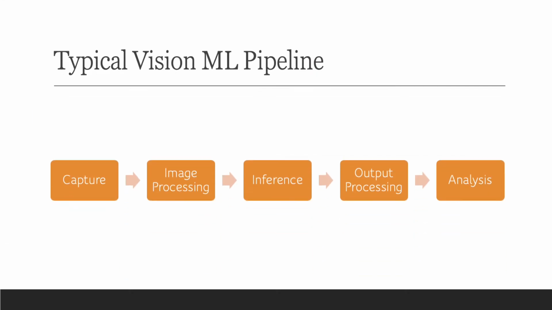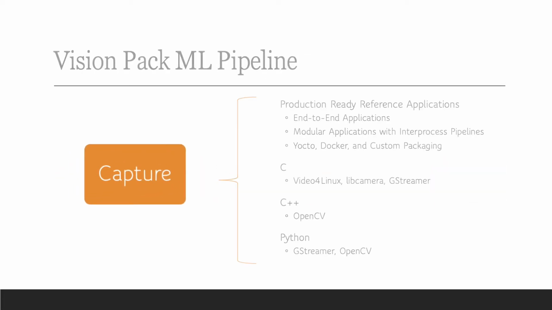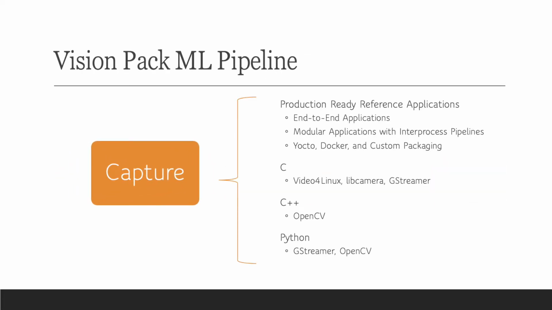If we look at a typical vision pipeline, there's capture, image processing, inference, output processing, and then analysis. Looking at all of these, VisionPack provides production-ready reference applications that demonstrate end-to-end implementations. They are packaged either as base applications integrated with Yocto or using custom packaging, or integrated into Docker containers or multi-container orchestrated.